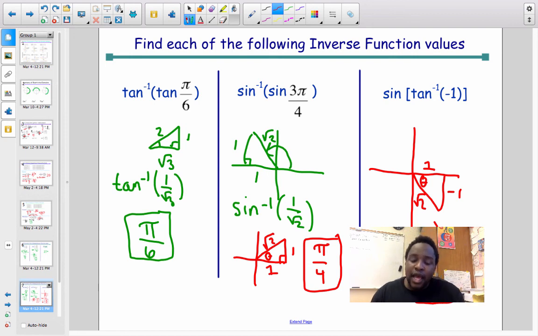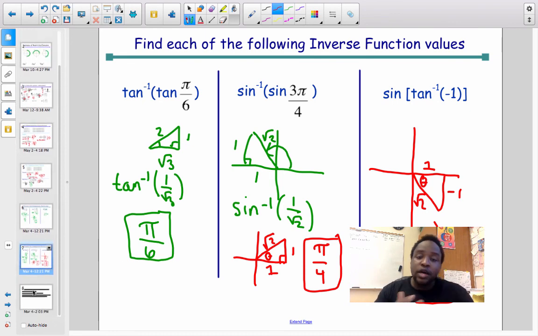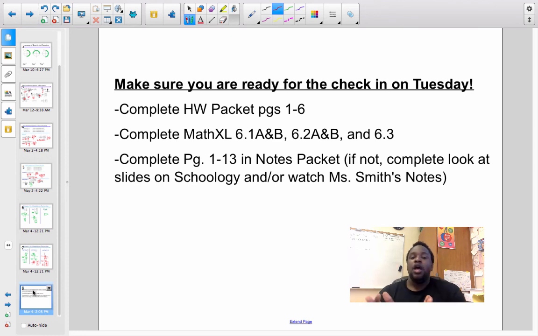Okay? And then with that, you should be able to do the rest of page 13. In total, when you come back to class on Tuesday, your homework packet should be complete, pages 1 through 6. And you're more than capable of doing page 7 as well. Page 7 should be done by next Thursday. Math Excel 6.1 A and B, 6.2 A and B, and 6.3 should definitely be completed by Sunday, but definitely by Tuesday. And then you could also be doing Math Excel 6.4.